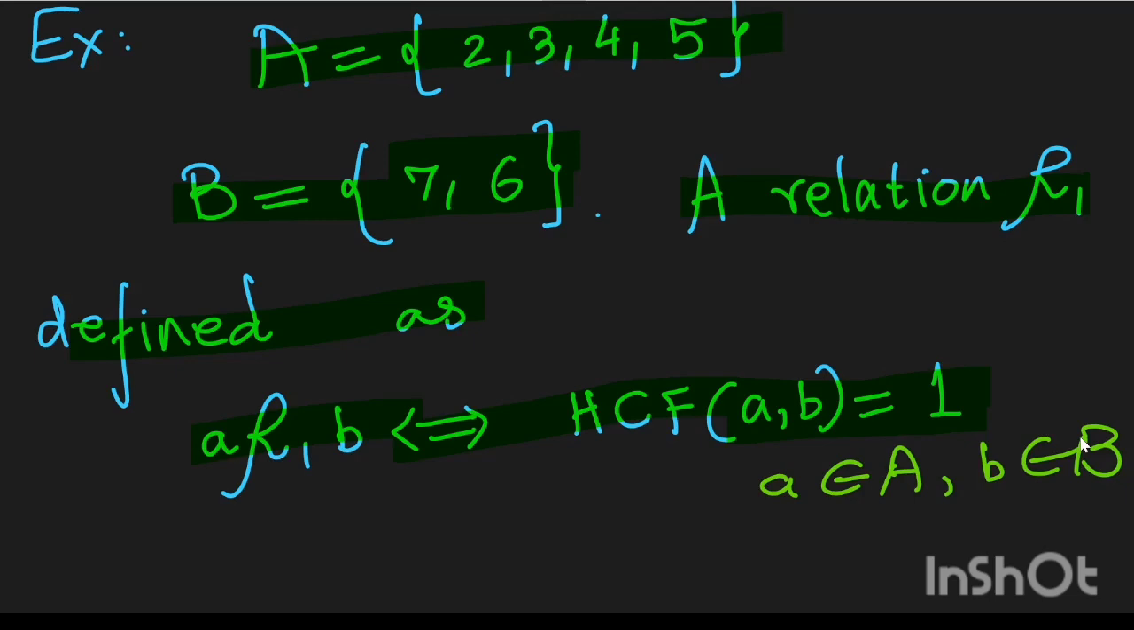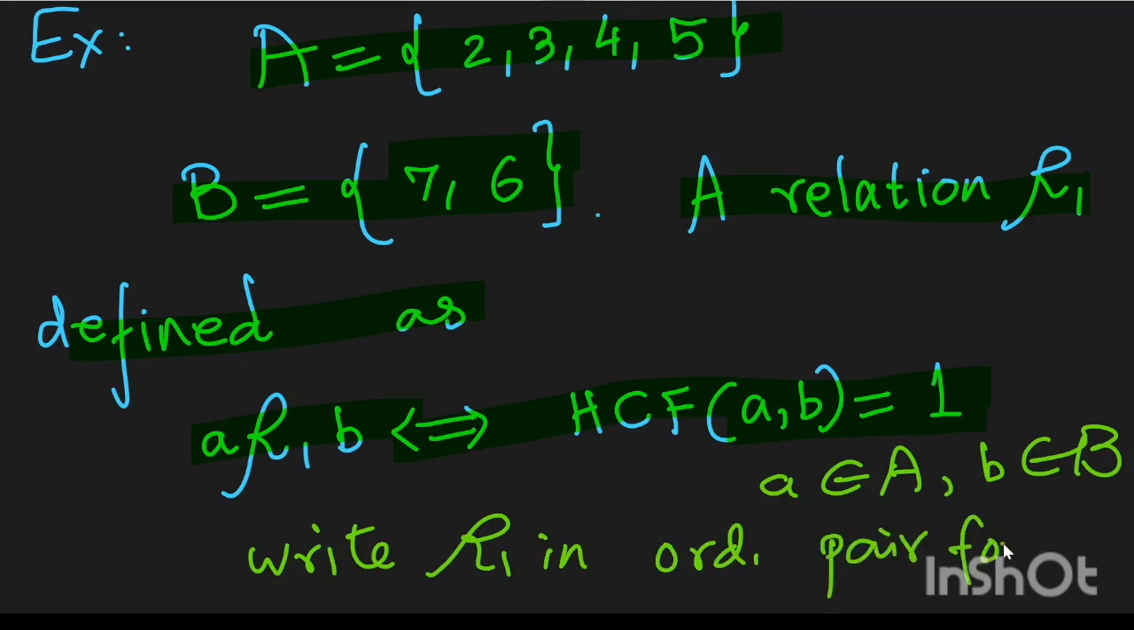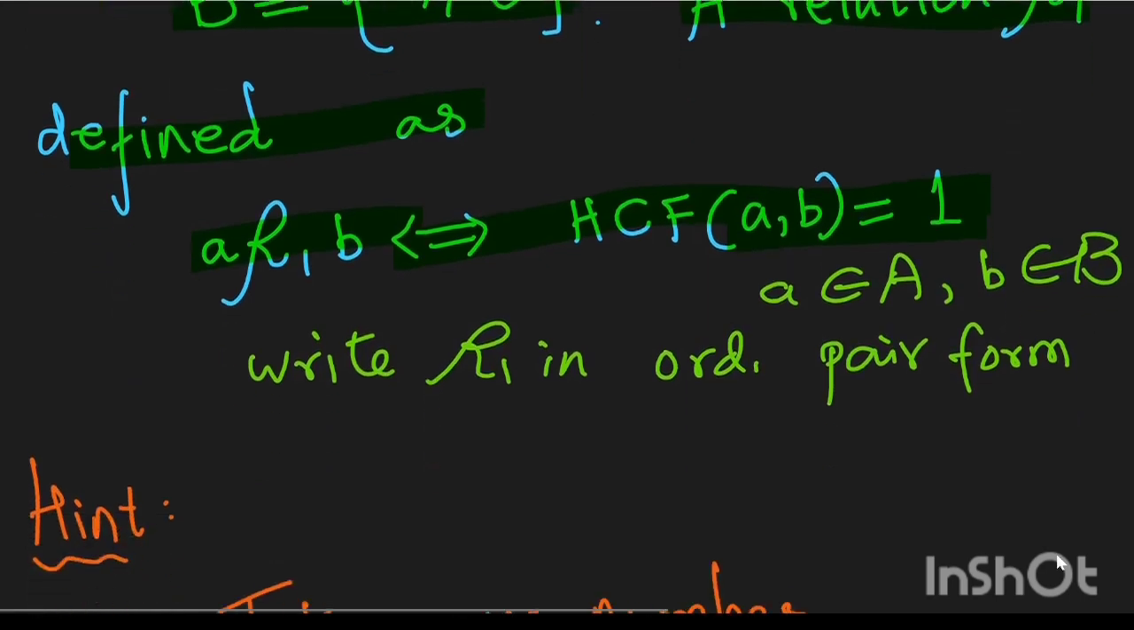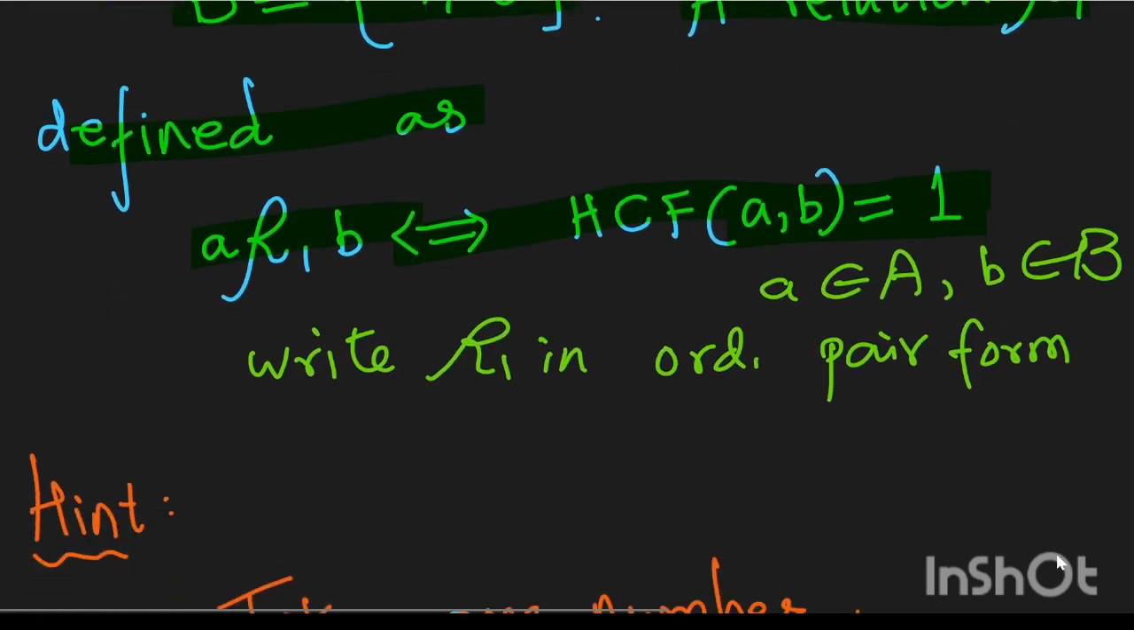So a relation R1 is defined. The question is, write R1 in ordered pair form. So how can we do this? What's the hint? What's the concept involved in this? Okay, the hint part we will see now.